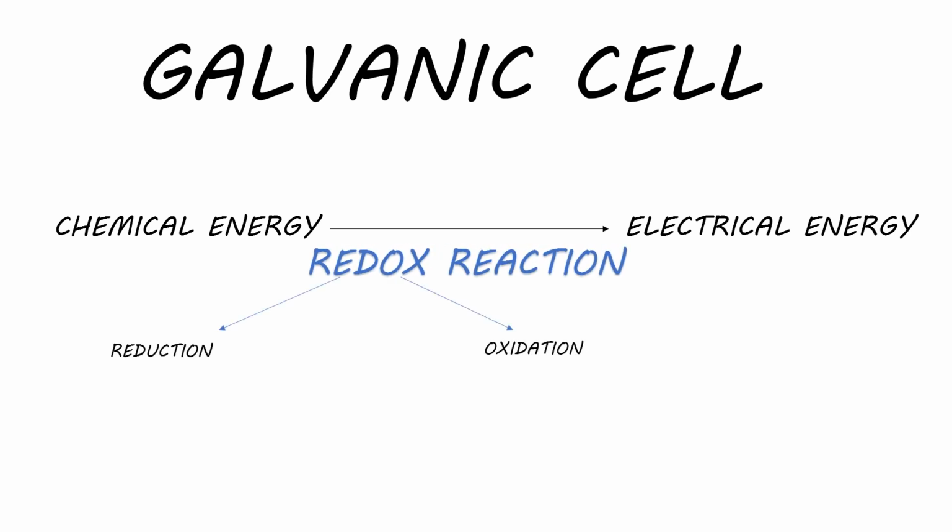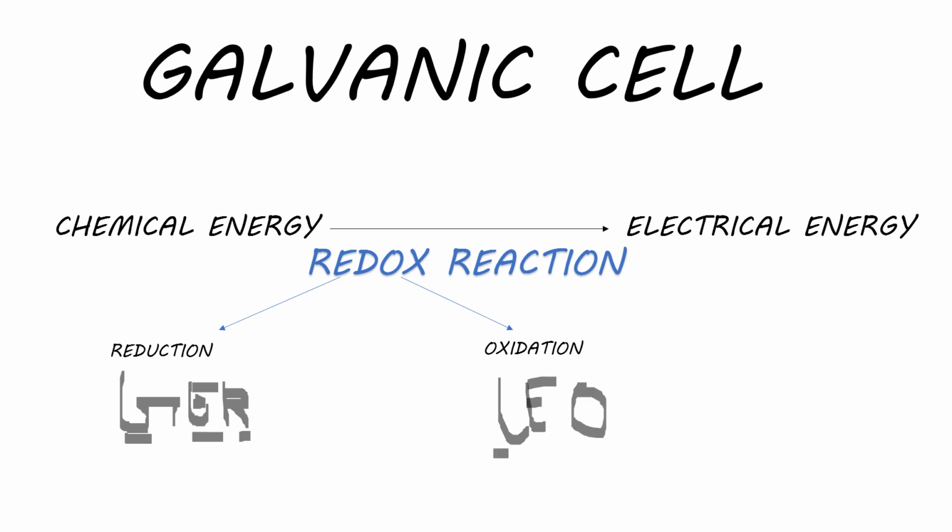Talk about redox reaction: it is a combination of reduction and oxidation. Reduction means gain of electrons, whereas oxidation means loss of electrons. You can also learn these terms by the abbreviation GER, gain of electron, that is called reduction, and LEO, loss of electron, is called oxidation.